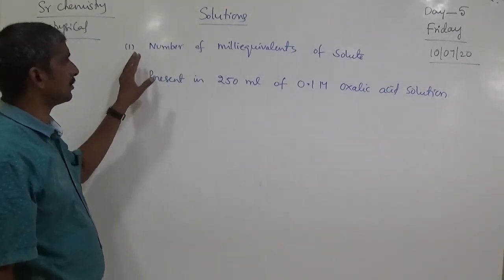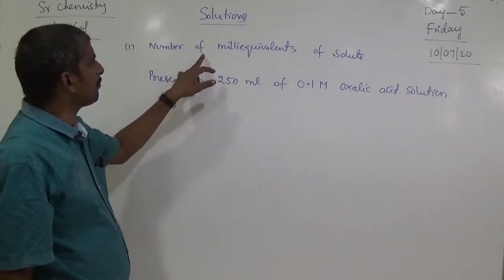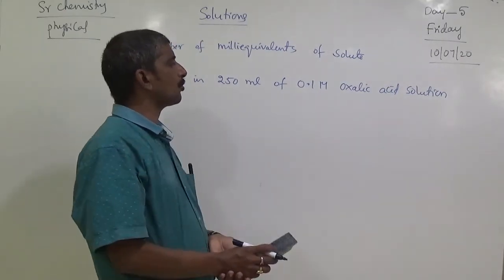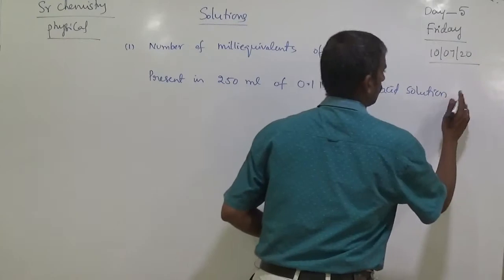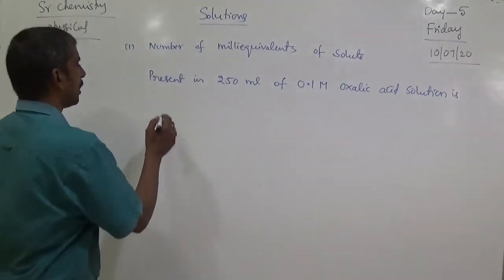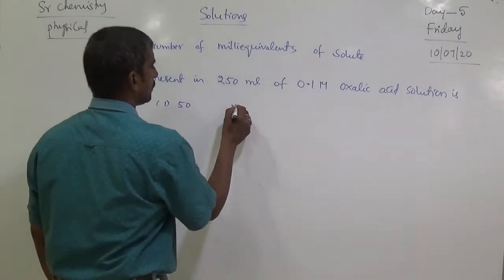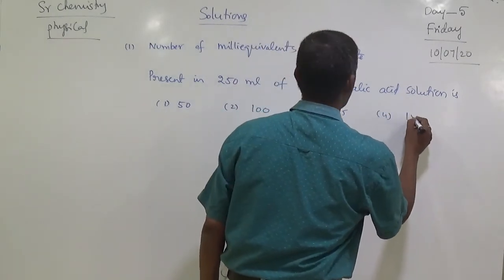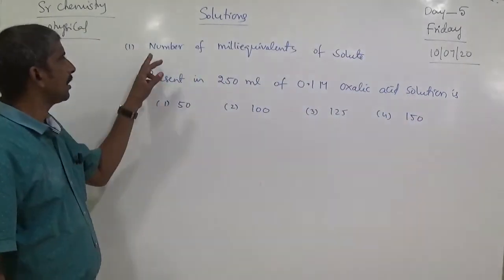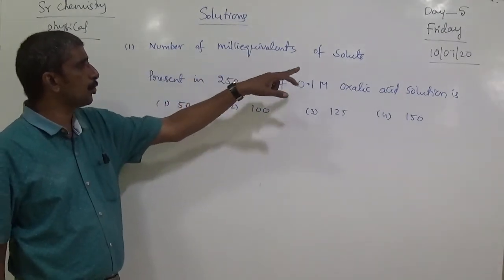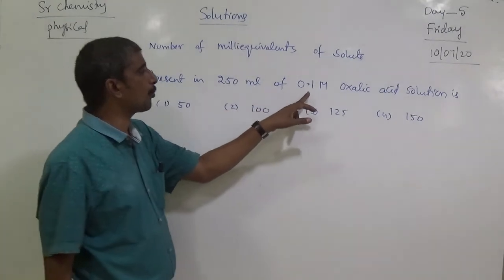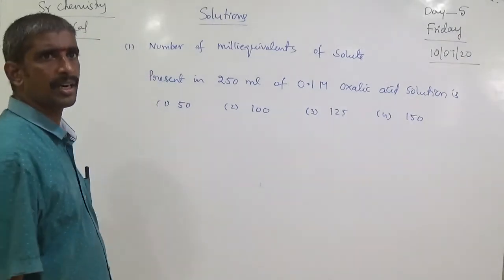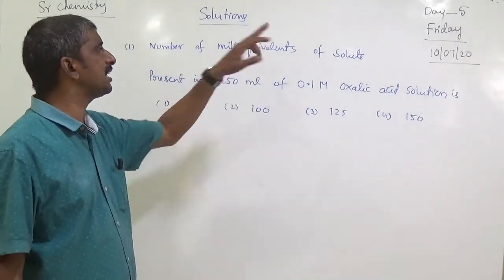So for this problem, this is a normality problem. The number of milli equivalents of solute present in 250 ml of 0.1 M oxalic acid solution is the objective question. Options: first option 50, second option 100, third option 125, fourth option 150. They have given molarity and volume, and we need the normality concept for milli equivalents of solute.